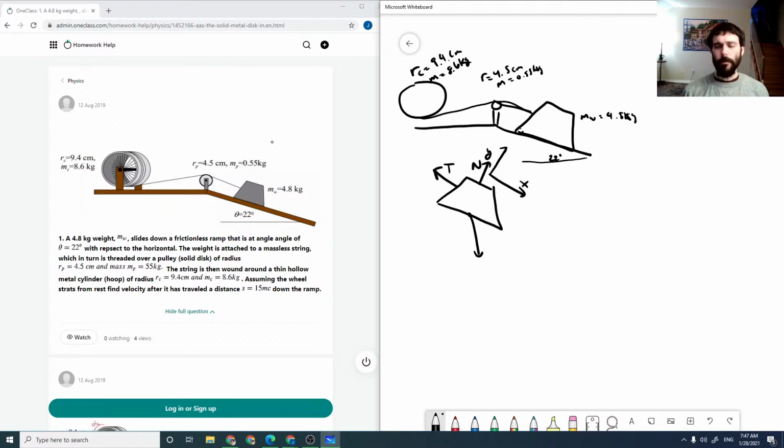And there's no friction, so that's okay. So we just need to worry about our mg, and that's going to be 22 degrees. And so just looking at our x direction here, we've got mg sine of 22 minus our tension is equal to our ma.